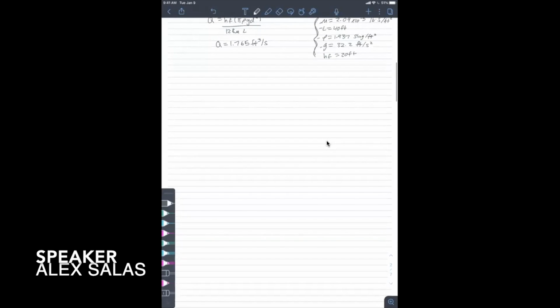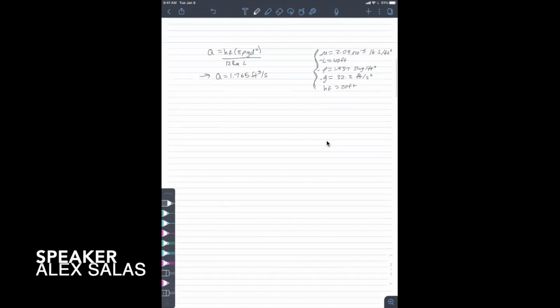And so then I can't stop here, even though the question just asked for the flow rate. I have to check to make sure that it's laminar flow. And so I have to find the velocity, which is simple enough. We already know these values. Plug them in, get 107.8778 feet per second.